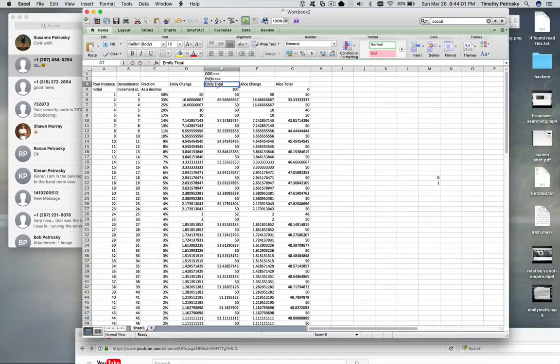So every time Emily pours into Alice's, Emily has more fluid but a smaller fraction, but just the right number to even at 50% again. And you can see that all the way down: 50, 50, 50, 50, 50, to even all the way out. So all I did was write this formula and then drag this down, and it copied into all the columns. It was no big deal.